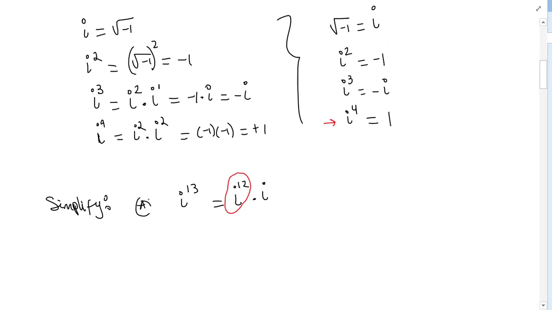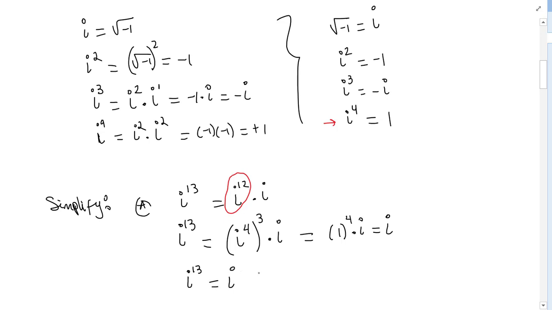So I'm going to write i to the 13th as i to the fourth, and then use my properties of exponents, power to a power. You multiply them, so 4 times 3 is 12, times i. And the reason that I chose i to the fourth is because it's a nice positive 1. So this becomes 1 to the third, which is 1, times i. So I just get i. That means that i to the 13th is equal to i.